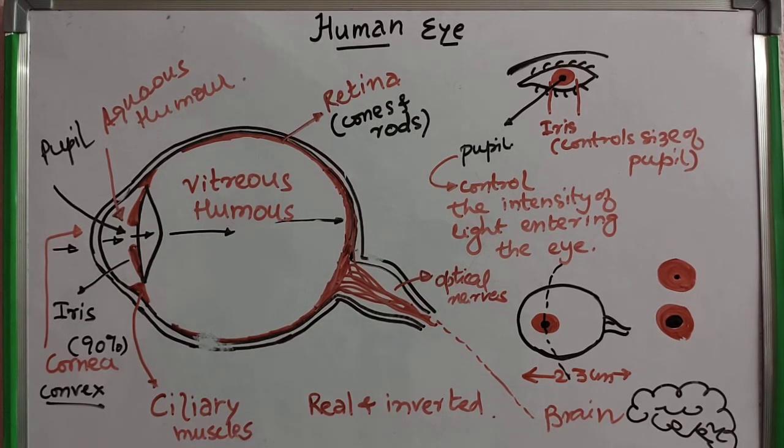So that is the function of the iris and pupil. The iris controls the size of the pupil. The pupil controls the intensity of light entering the eye. Then next we have the eye lens. I have said that the eye lens just does the finishing work.